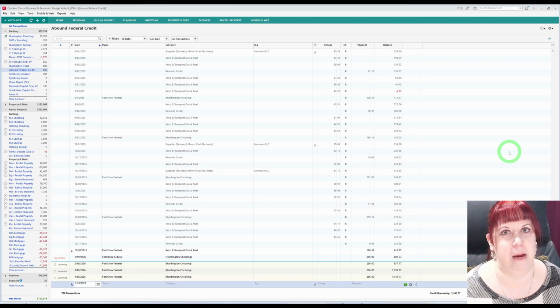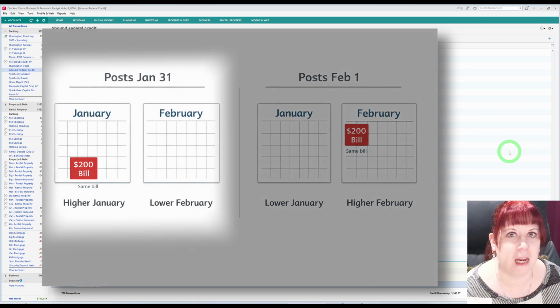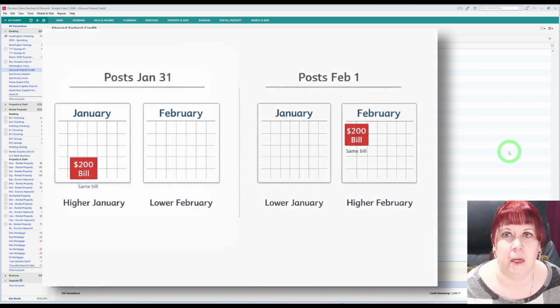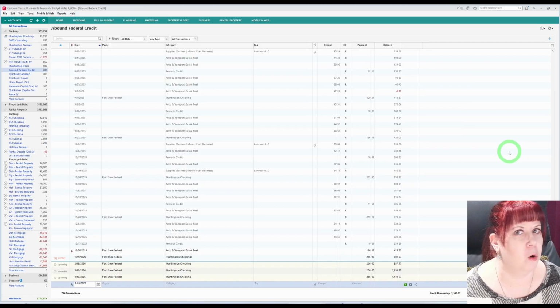Now let's talk about timing, because this is another big reason budgets feel wrong even when nothing is actually broken. Quicken budgets are based on calendar months. Real life is not. So say a bill posts on January 31st, that counts as January spending. Now if that same bill posts on February 1st, that counts as February spending. So nothing about the bill changed, nothing about your spending changed. Only the posting date changed.